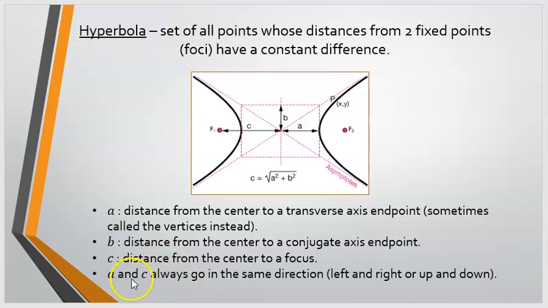And just like with the ellipse, A and C will go in the same direction. So if A is going left and right, then C will also go left and right, and vice versa. If A is going up and down, then C will be going up and down as well.